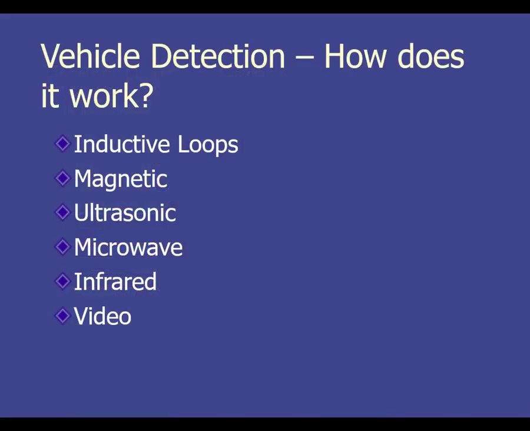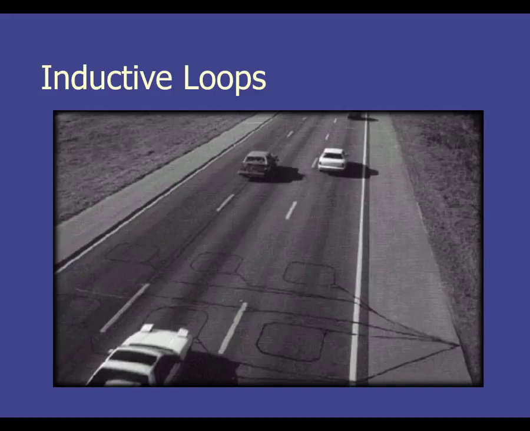So how does vehicle detection work? There are what we call inductive loops that are buried in the ground. They're magnetic, they can be ultrasonic, they can be microwaved, even from a pole, infrared or video cameras that detect the approach of the vehicle. You can see in this picture that these are loops that are buried in the ground. Here's another example as the car comes up to the intersection. The mass of the car, the metal, is detected by those loops.